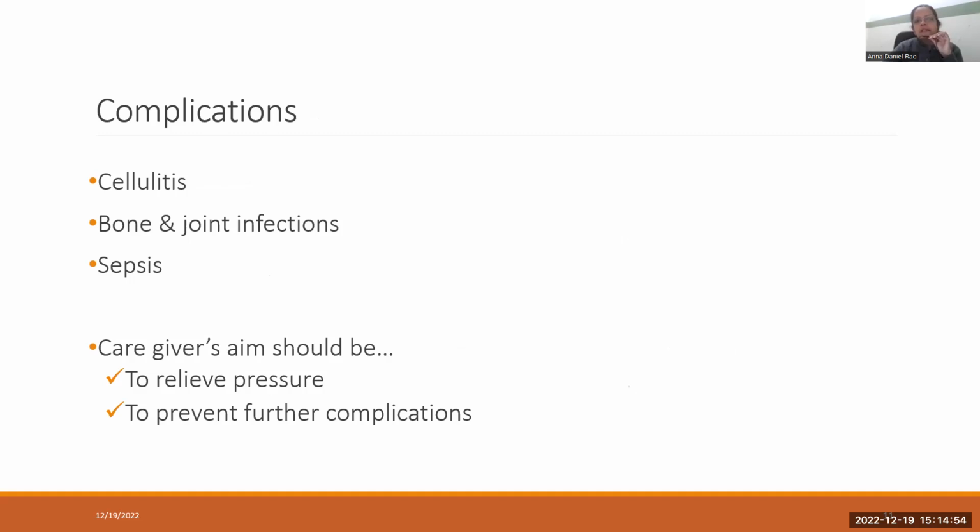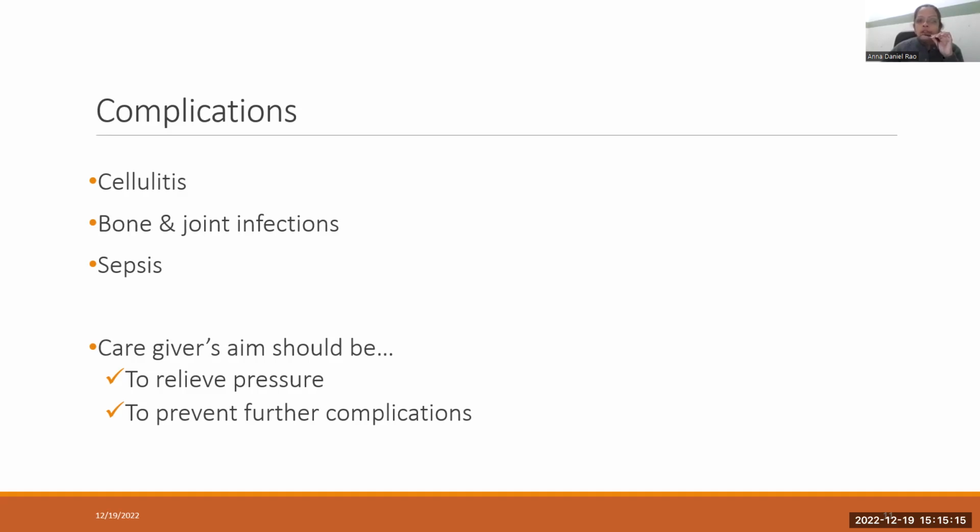Now, because of this, many complications tend to develop, right? Like cellulitis, inflammation of soft tissues, will take place. Then the infection will go directly into the tissues. They can enter the bone, they can enter the blood vessels.